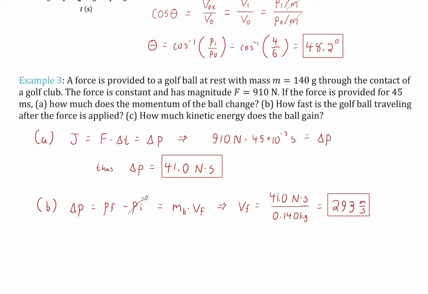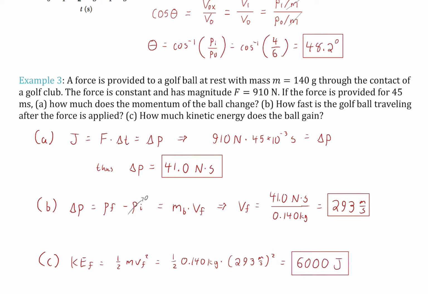And then kinetic energy: how much kinetic energy does the ball gain? Well, that's just going to be 1/2 m times v final squared. And again, the final is in reference to the impact. Plug in all the numbers that we already know: this one was given, this one we found in part B. And it's 6,000 joules. Nice round number. Hopefully that makes sense.